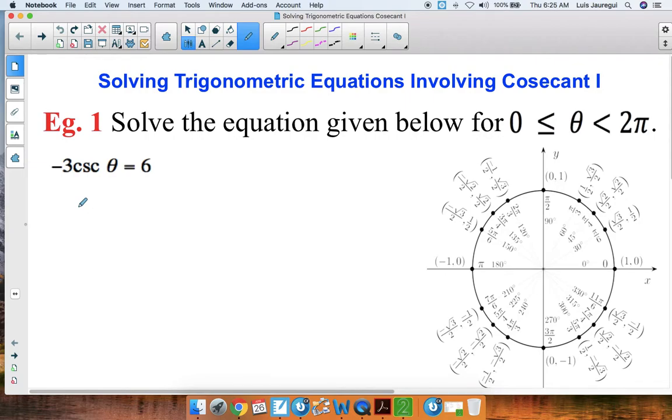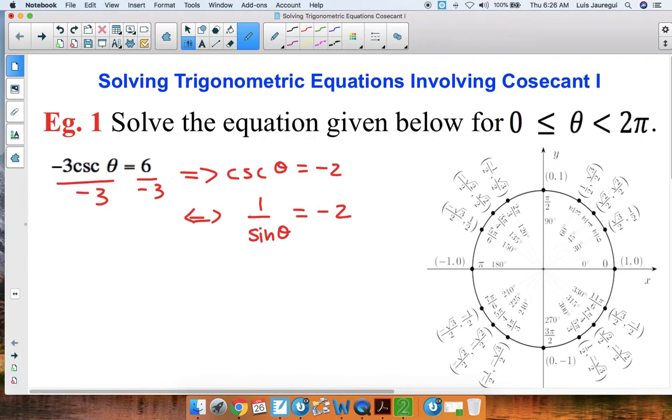The first thing we want to do is to isolate cosecant. So let's go ahead and divide both sides by negative 3. By doing so, we get that cosecant of theta is equal to negative 2, because 6 divided by negative 3 becomes negative 2. Now, recall that cosecant is the same as 1 over sine of theta. So we're going to write this equivalent equation: 1 over sine of theta is equal to negative 2.